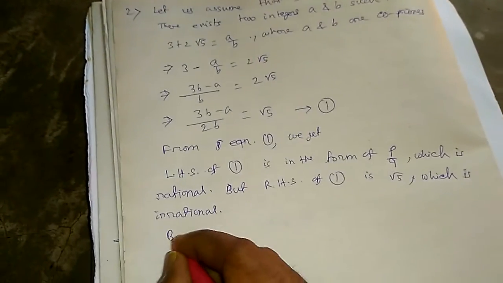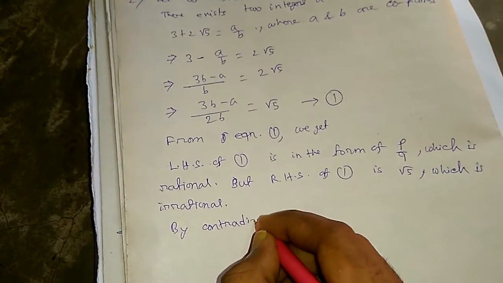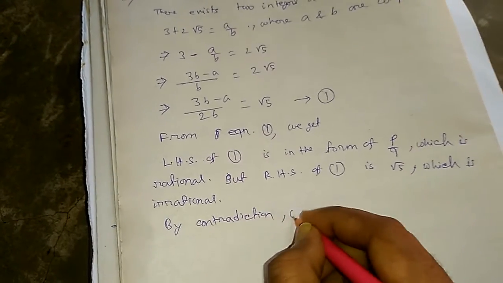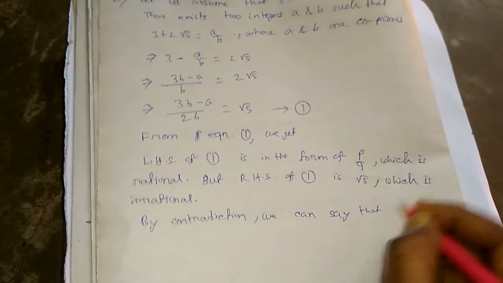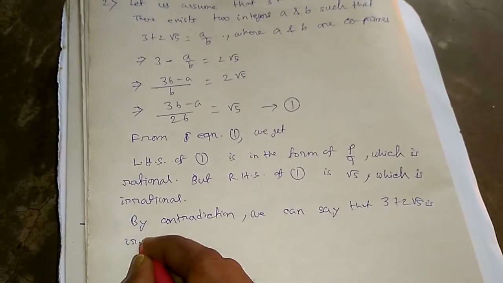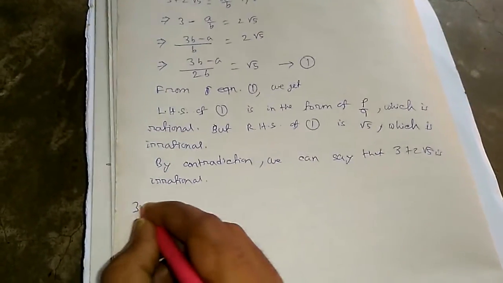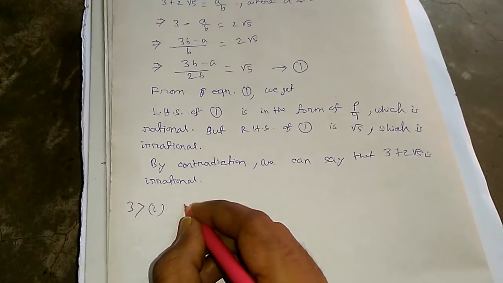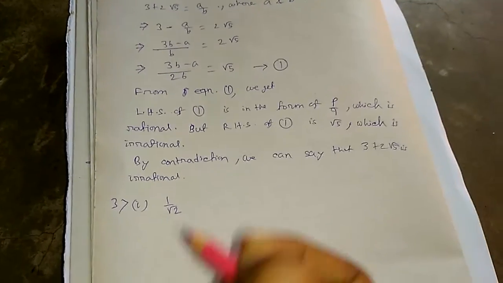So by contradiction, we can say that 3 plus 2 root 5 is irrational. Now next, to better understand, we will do another sum. 1 by root 2, we have to prove that it is irrational.